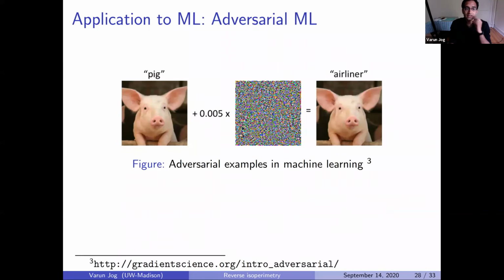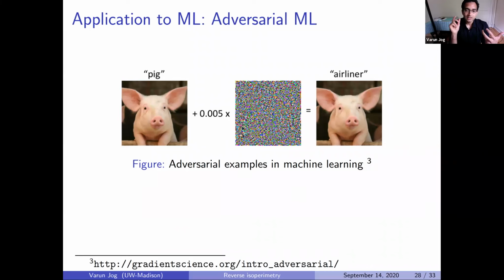The second application to machine learning is motivated by adversarial machine learning. So this might be an example that you have seen several times. What happens in adversarial machine learning is you have a huge data set and you train a neural network to classify everything correctly. But then you give it an image of a pig that is currently being correctly classified as a pig.